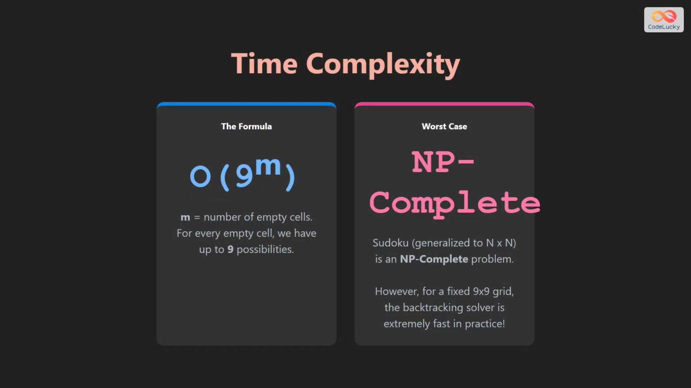Let us talk about performance. In the worst case, the time complexity is big O of 9 to the power of m, where m is the number of empty cells. While this is exponential and technically an NP-complete problem, for a standard 9 by 9 board, backtracking is incredibly efficient and solves puzzles in milliseconds.